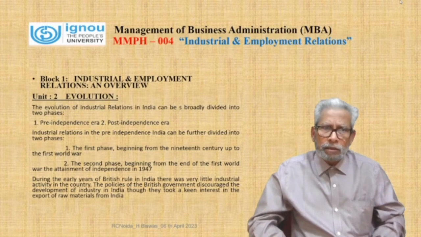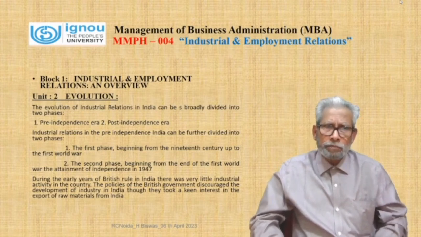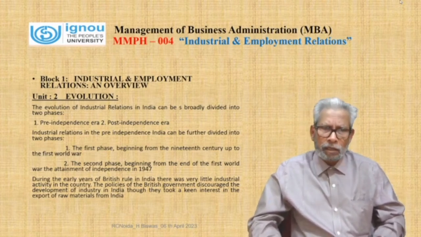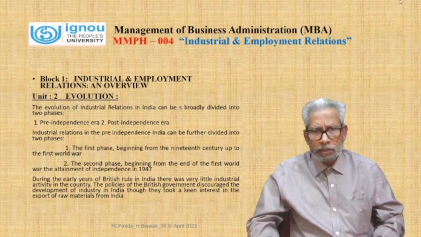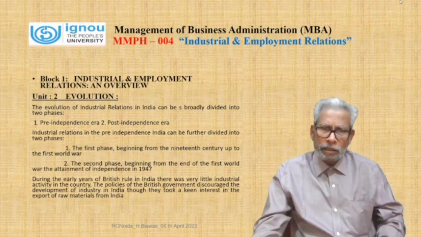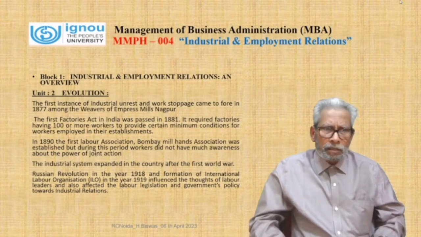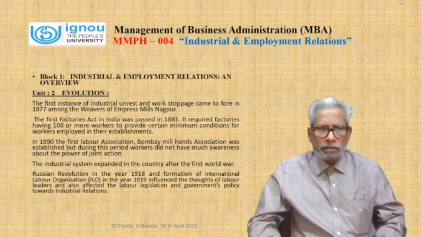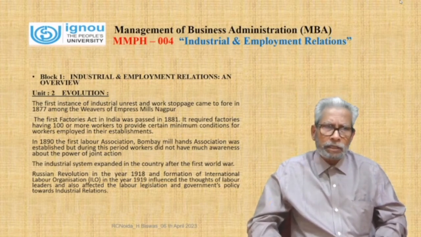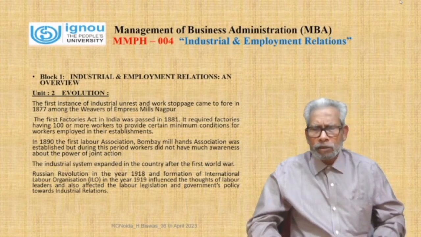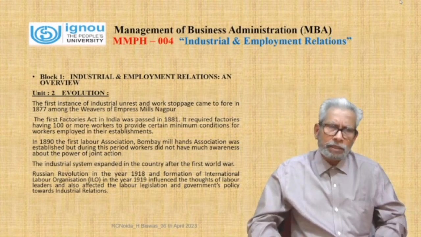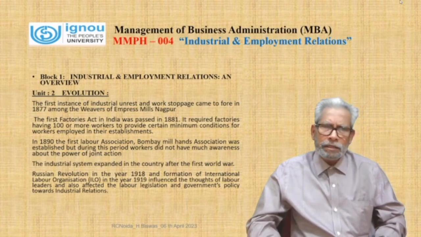Evolution is basically the pre-independence and the post-independence periods. There are so many phases we have seen: the 19th century, the World War, then the Second World War. At that time the British encouraged things. So many eras have gone, and the Factory Act was established in 1881. But at that time the Britishers were very reluctant to do these things on behalf of labor, particularly Indian laborers. They did not have a keen interest.